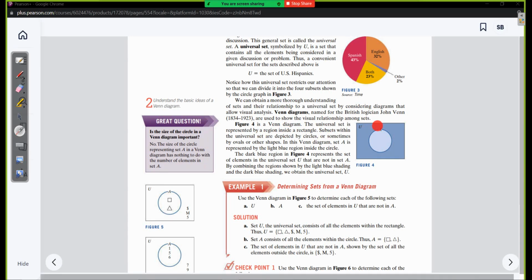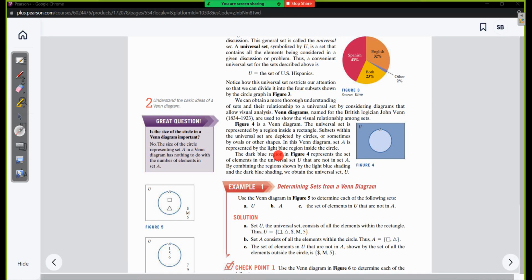So the universal set is this whole big thing, the entire thing. You see the U located here? It is the entire thing. That's the universal set. We typically use the variable U to represent the universal set. Pretty clever, right? Subsets within a universal set are depicted by circles, or sometimes by ovals or other shapes. In this Venn diagram, set A is represented by the light blue region inside the circle.